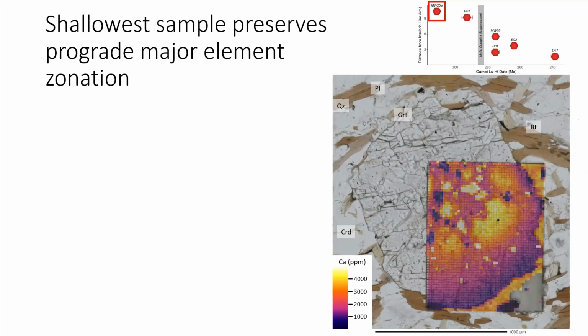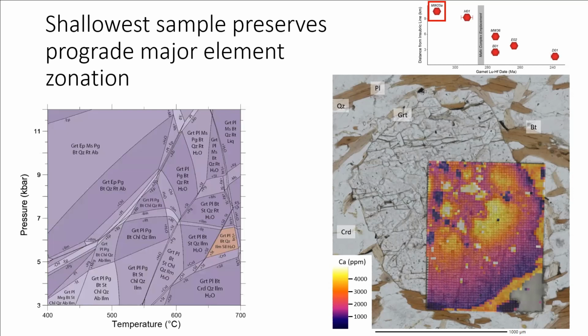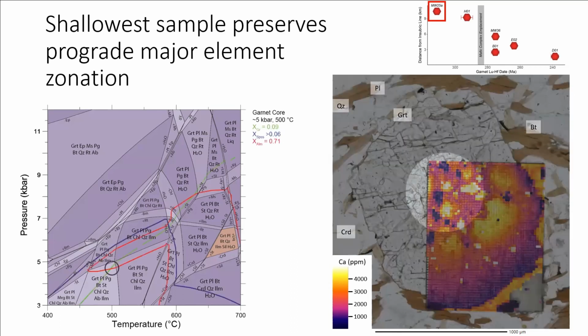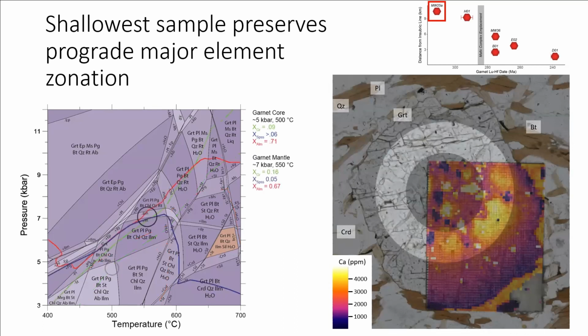It's only about 30 to 50 microns thick, but we can see it in things like EPMA transects. We can use a pseudosection to get peak PT estimates out of the sample, which fit pretty well with previously estimated PT estimates, about 6 kilobars and 650 to 700 degrees Celsius. But we can use Garnet Isoplexis to get a lot more information out of this. Garnet core isopleths indicate garnet growth initiating somewhere around 5 kilobars and 500 degrees Celsius.